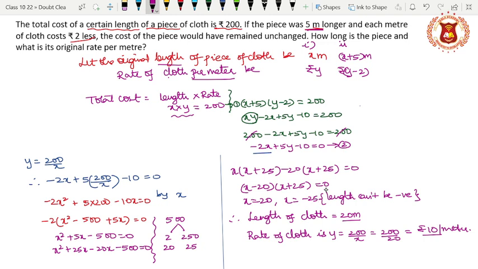Many students will get confused whether it's a linear equation or a quadratic equation. But once you know it is xy here, you'll understand definitely it is a quadratic equation.